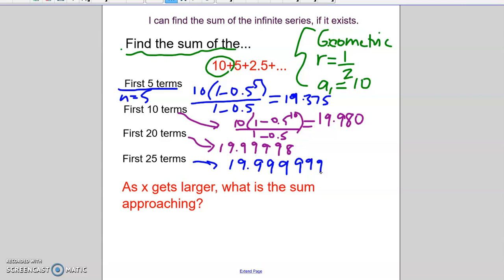So let's think about this. What's happening as the number of terms is getting larger? Well, in this case, the sum of this series is actually approaching 20. This is approaching 20 as we get a larger and larger number of terms that we're adding up. Okay, so that's our first investigation.